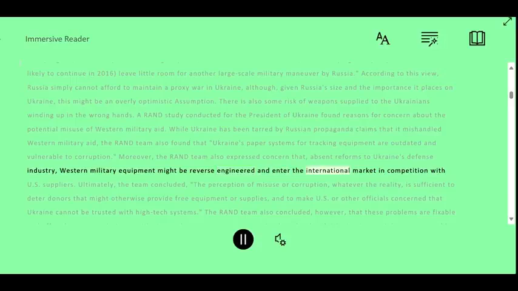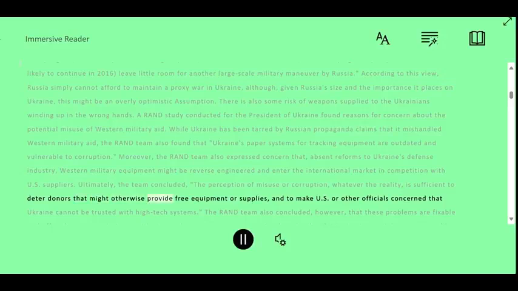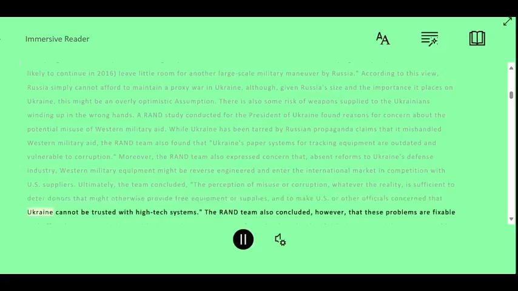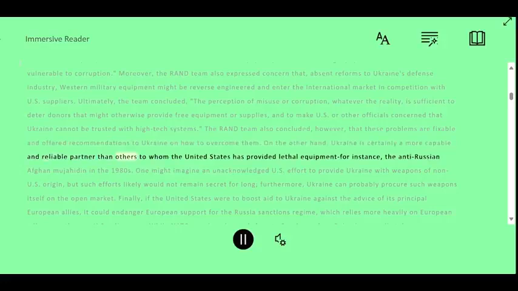Moreover, the RAND team also expressed concern that, absent reforms to Ukraine's defense industry, Western military equipment might be reverse-engineered and enter the international market in competition with U.S. suppliers. Ultimately, the team concluded, the perception of misuse or corruption, whatever the reality, is sufficient to deter donors that might otherwise provide free equipment or supplies, and to make U.S. or other officials concerned that Ukraine cannot be trusted with high-tech systems. The RAND team also concluded, however, that these problems are fixable and offered recommendations to Ukraine on how to overcome them.